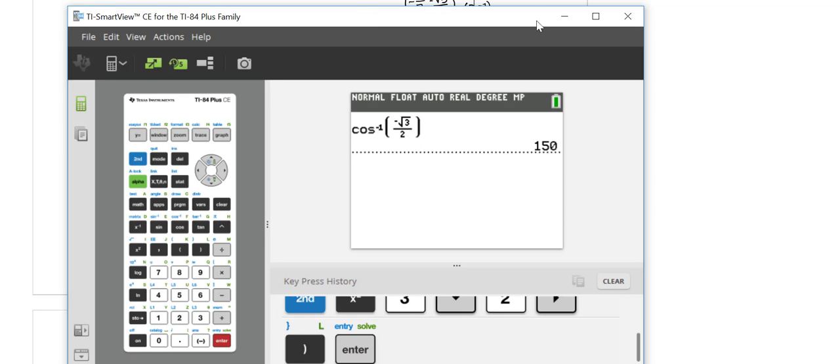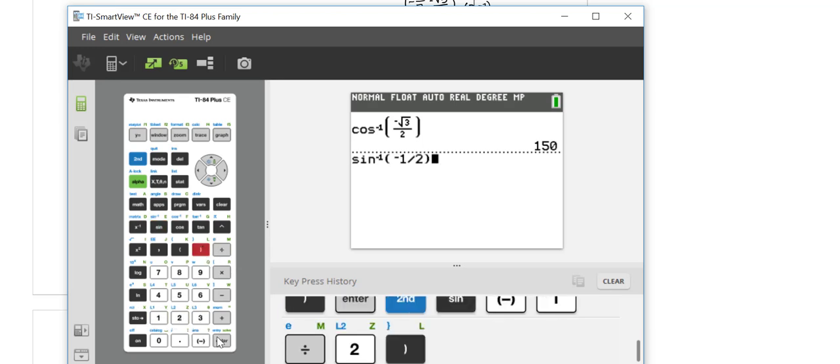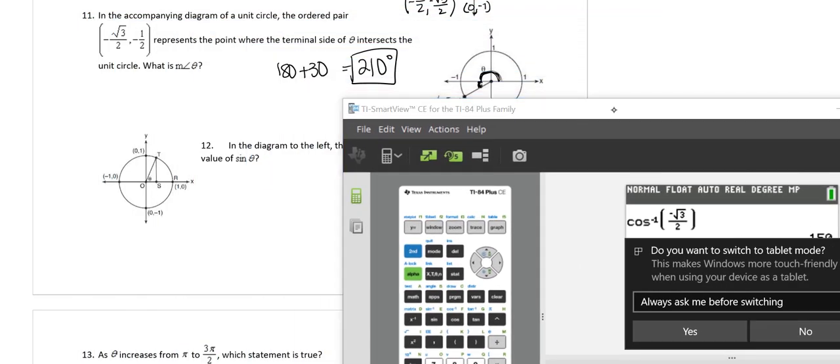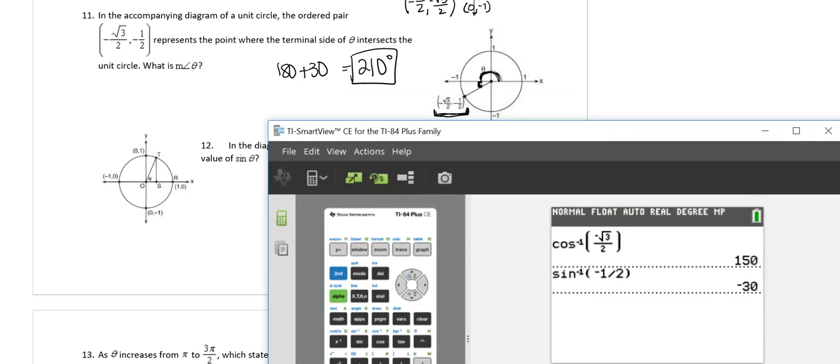Now, let's try sine really quick. The reason that neither one of these gives me the correct angle is because there are two places on the unit circle where the cosine is negative square root 3 over 2. It happens in quadrant 2 and in quadrant 3. In sine, there are two places where it equals negative 1/2, quadrant 3 and quadrant 4.